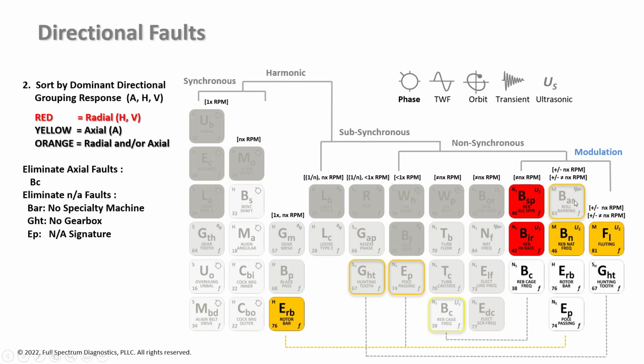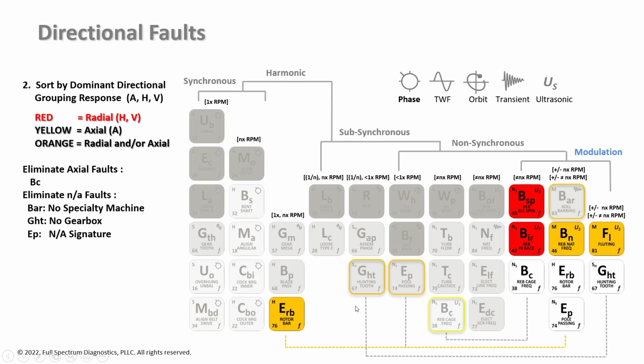It's not a bearing fault. It's not a specialty machine we're looking at. There's no gearbox, so there's no hunting tooth signature. There's no pole pass. Pole pass frequency is a sideband on 7,200. It's nowhere near the 28 times running speed sideband that we're looking for.